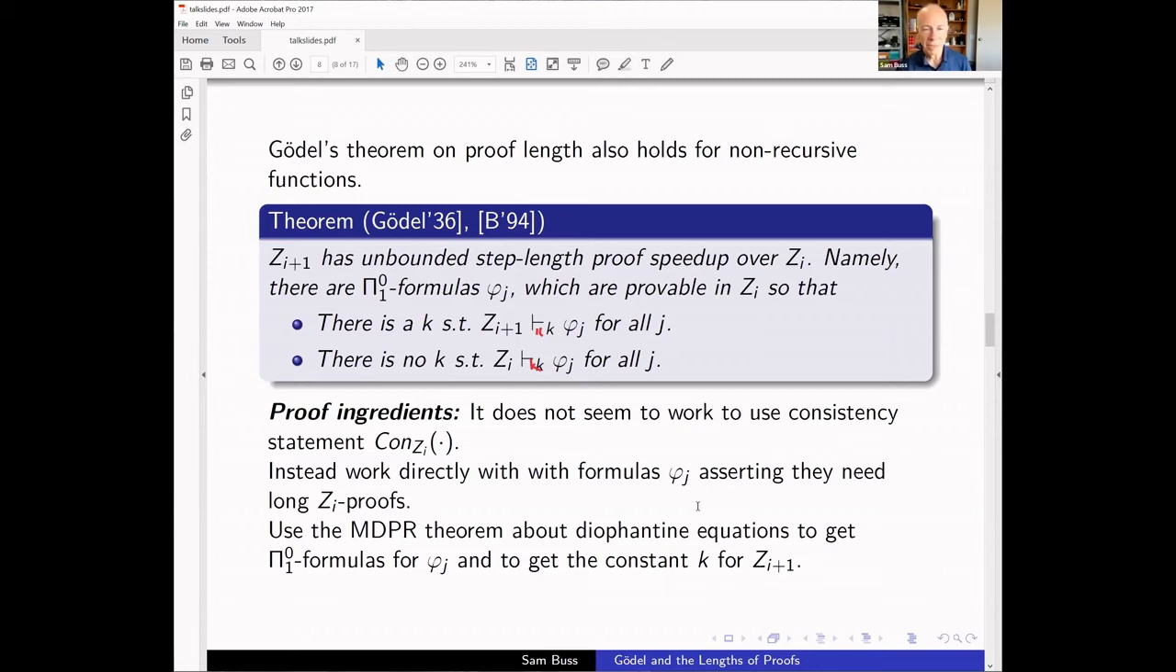So this gives us an unbounded speedup, not just a recursive one. It's not just that there's no recursive function bounding the speedup, but there's no function at all, because we have a fixed length k for the Z_{i+1} proofs of all the phi_j's, but no fixed length k for the Z_i proofs.